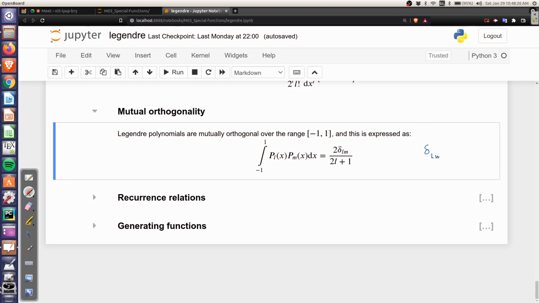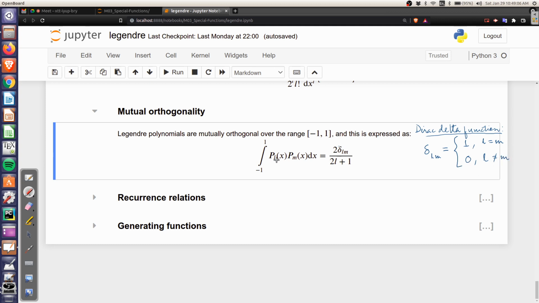Can anyone tell me what the Dirac delta function gives us? It gives us two values. It is equal to 1 for L equal to M. If both L and M are equal, it will be 1, otherwise it will be 0. When L is not equal to M, it will be 0.